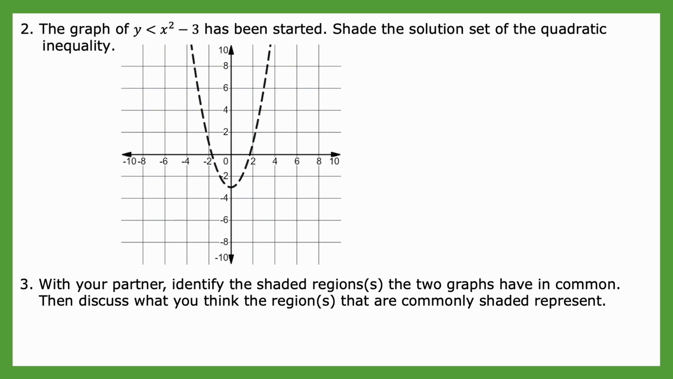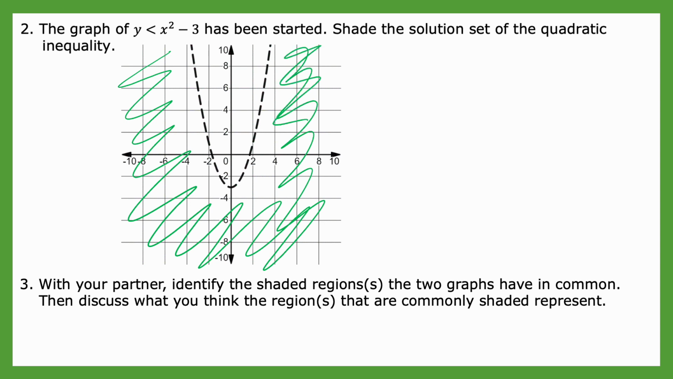Shade the solution set of the quadratic inequality. So if it is less than, do we want to shade above or below? Below. So everything outside, because that's below our vertex or below the parabola.